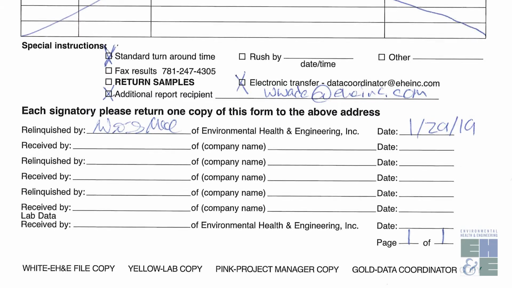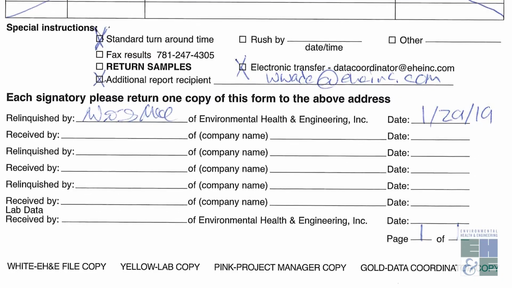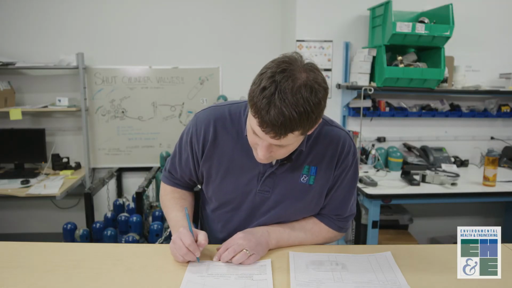When the laboratory receives the chain of custody with the samples, they will sign that they received them and when. And then the completed chain of custody form with both signatures will come back with the laboratory report at the end, and that closes the loop on the custody. Also, there's a field at the bottom to indicate how many pages this set of samples is. In this case, it's just 1 of 1.